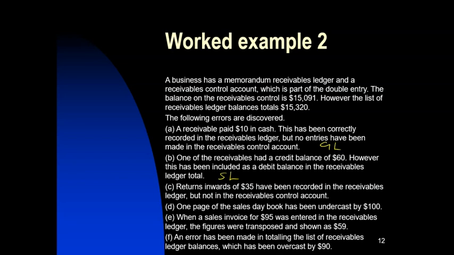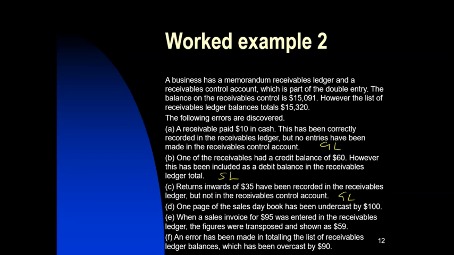It's something to do with the receivables ledger or the sales ledger balances, or the list of balances. Returns inwards of $35 have been recorded in the receivables ledger but not in the receivables control account GL.